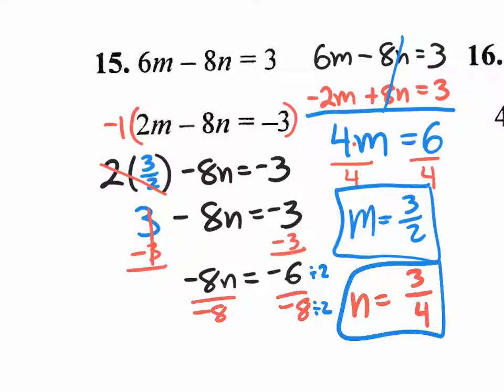So ladies and gentlemen, the answer to number 15 is, when you say an ordered pair, you're talking about a pair of numbers that's in order, alphabetical order, right? X comes before Y. In this case, m, the 3/2 comes before n. So there's your answer for number 15, 3/2, comma 3/4.